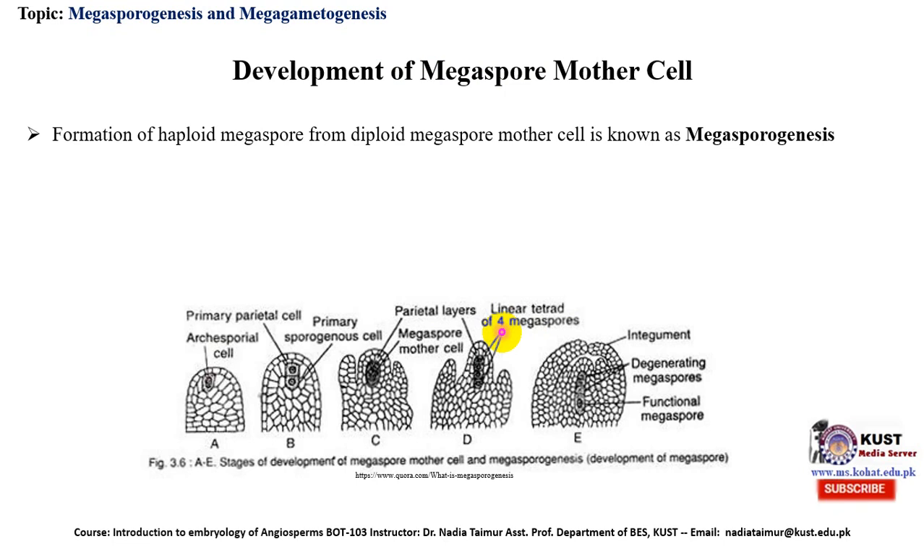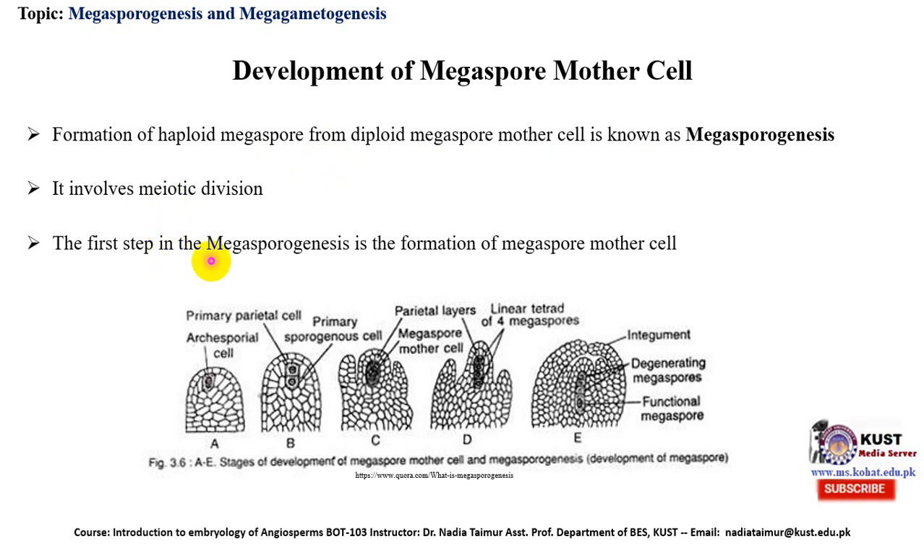So first we discuss development of megaspore mother cell. Now the question is, what is megasporogenesis? Megasporogenesis is the formation of haploid megaspores from diploid megaspore mother cell. Now this involves meiotic division. The first step in the megasporogenesis is the formation of megaspore mother cell. So this diagram here represents different stages of megaspore mother cell and megasporogenesis. So this diagram shows how megaspore develops.